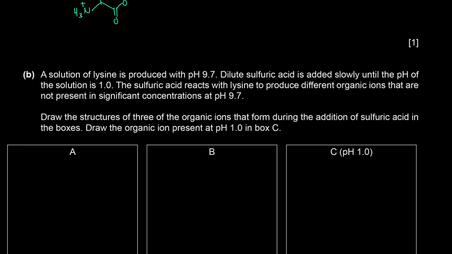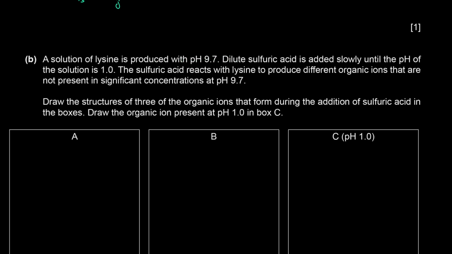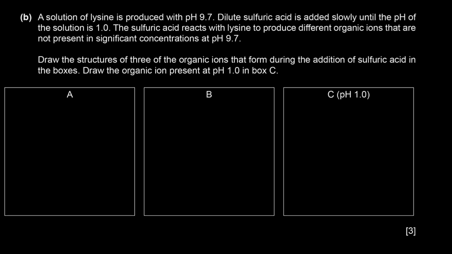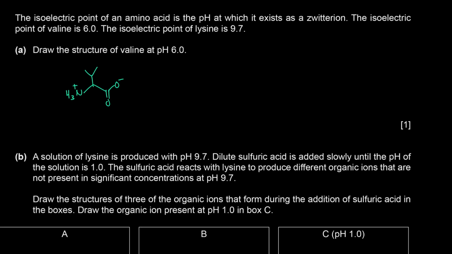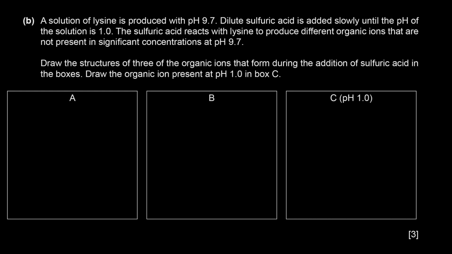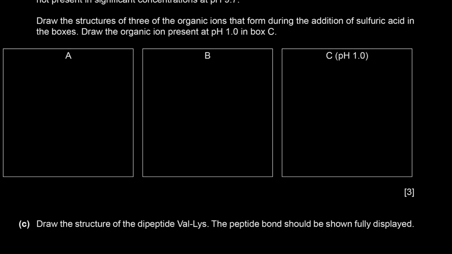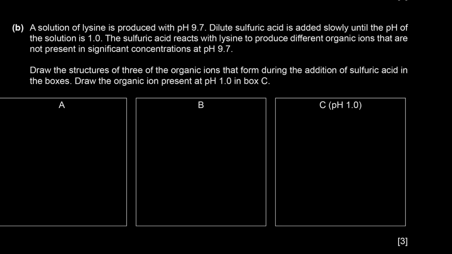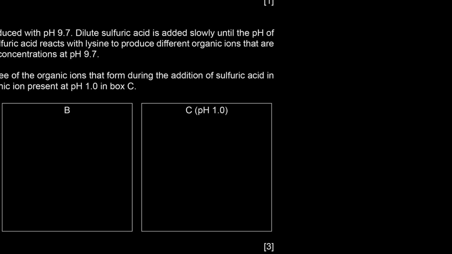Now part B says a solution of lysine is produced with pH 9.7. Again, this is the isoelectric point of lysine. In other words, lysine is said to be neutral at 9.7. It just exists in its Zwitter ionic form. Now the structure of lysine looks like this. I'll draw it on the side. What we have for the structure of lysine is a carbon that's bonded to an NH2, and that carbon is also bonded to this group over here. And then you have CH2 times 4, and then you have NH2. This is the structure of lysine.